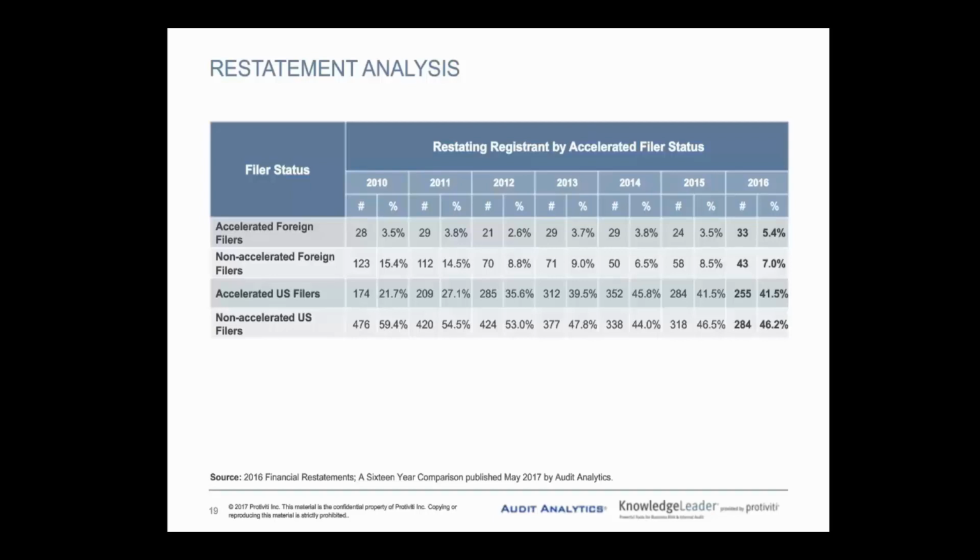Really, you can see that a lot of these, especially the foreign filers in the last 4 or 5 years, their numbers have held fairly steady. There's been a little bit of fluctuation, but in 2016, in terms of the percentage of restatements disclosed, the only one that experienced an uptick was the accelerated foreign filers.